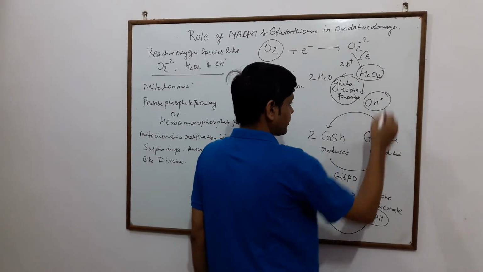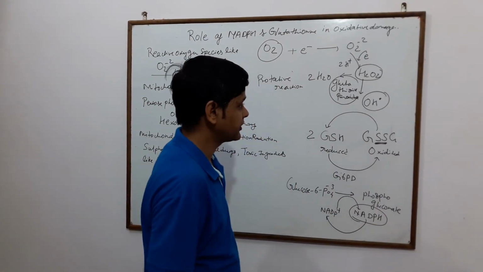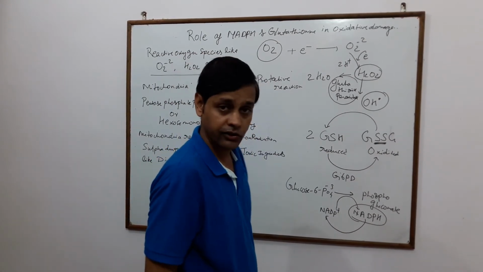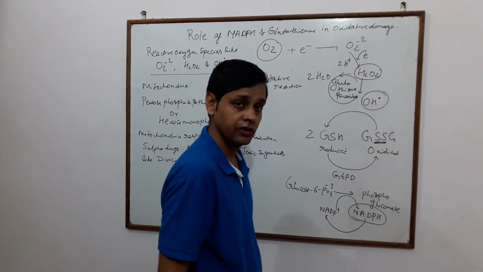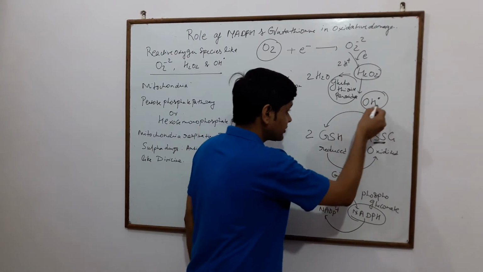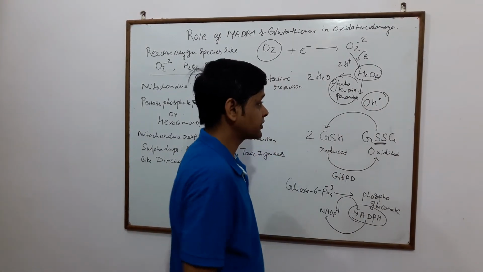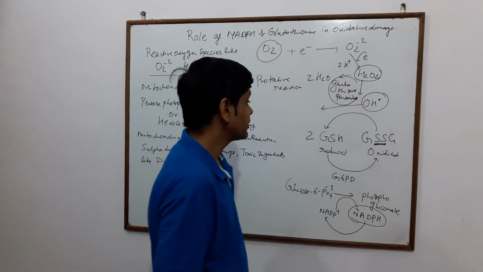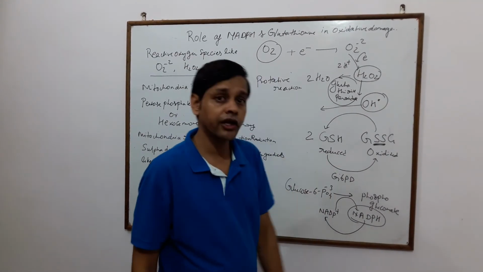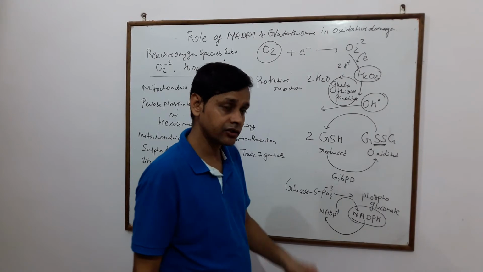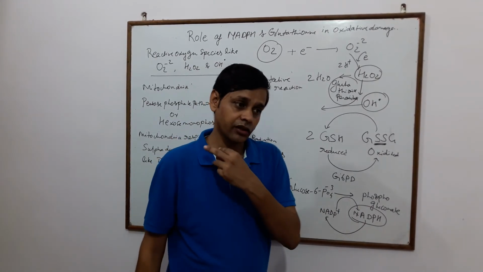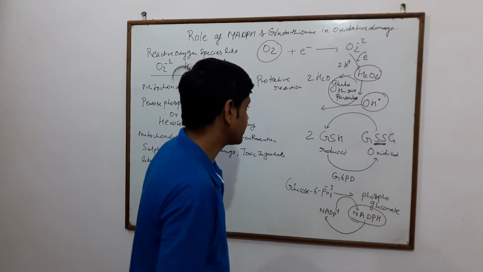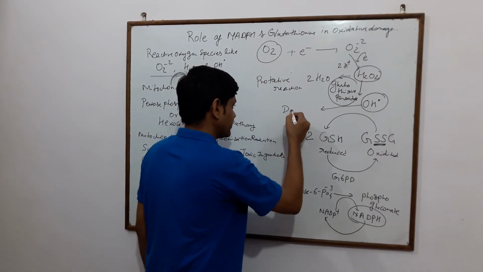If this hydroxyl free radical is generated, then it is called the ultimate killer for the cell, because when these hydroxyl free radicals interact with the biological membrane of the cell, they create pores inside the membrane and leak out the nuclear component of the cell, which results in the ultimate death of the cell.